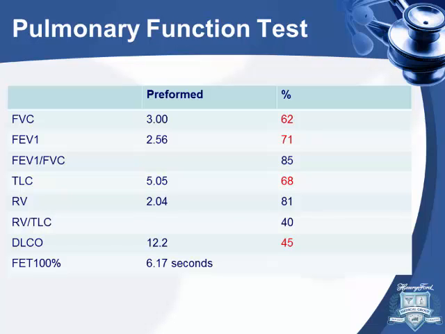So back to our patient. He comes in for a history and physical, and then, of course, we have our PFTs. It shows a normal FEV1 to FVC ratio, a low FVC, and a low total lung capacity, suggestive of restriction, and then a low DLCO, or diffusion capacity, of 45%. And it's a good study.